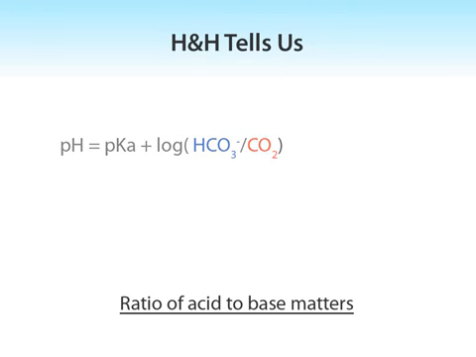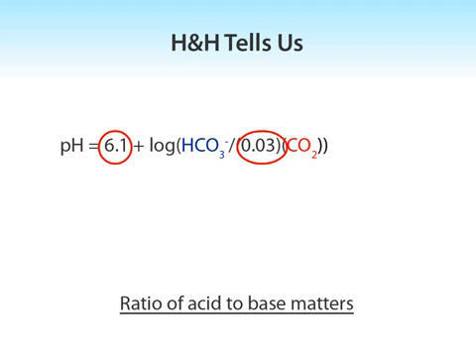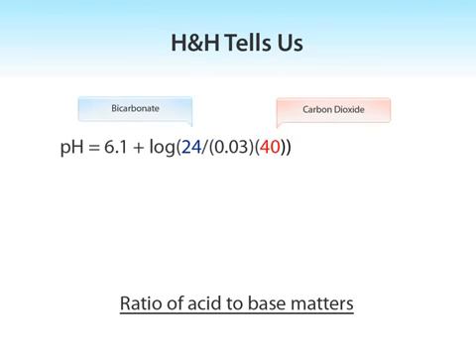Let's put real numbers into it. Insert bicarbonate's pKa of 6.1. We add carbon dioxide solubility of 0.03. Assume a perfectly normal patient. You have a bicarbonate of 24 and a carbon dioxide of 40. Plug the numbers into a calculator and arrive at 6.1 plus 1.3, which equals a pH of 7.4.